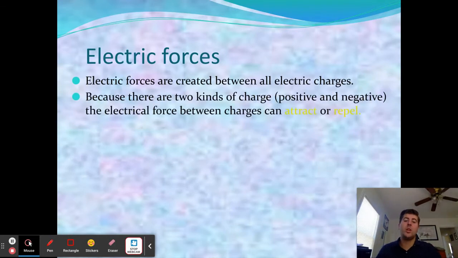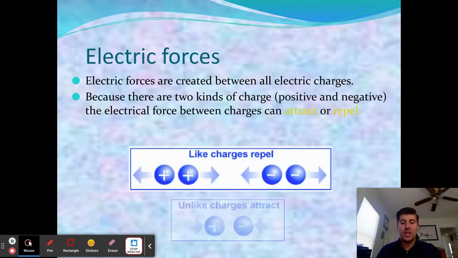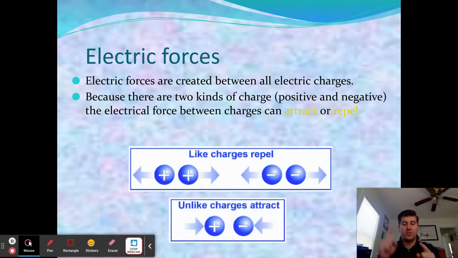Electric forces can be created between all electric charges. Because there are two types of charge, positive and negative, the electric force between charges can attract or repel. So like charges repel and unlike charges attract. If you have a positive and a negative, those are going to attract. But if you have two positives, those are going to bounce off of each other.